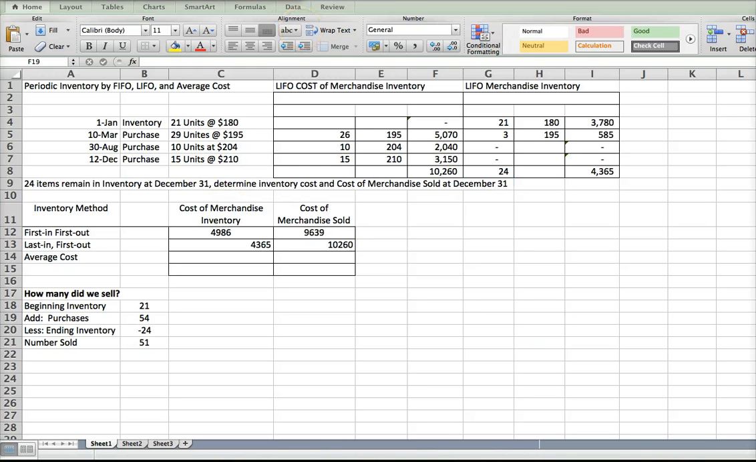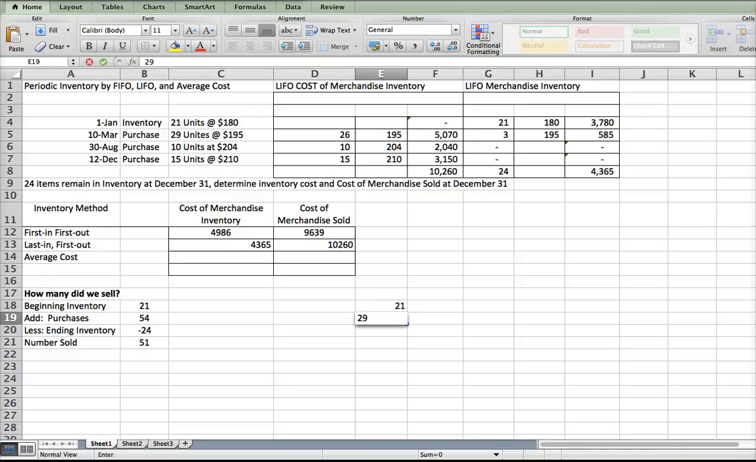The last calculation that we need to do is going to be for the average cost method. So I need to find out what my average cost is of my items that I have. I'm going to put it down here just so that it's easier to show you exactly how we're going to do this. So these are the quantities that I have from right above here, and then these are going to be the costs that I have from above here. So we have 180, we have 195, we have 204, and we have 210.